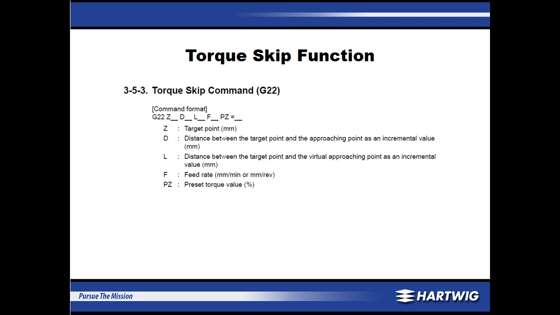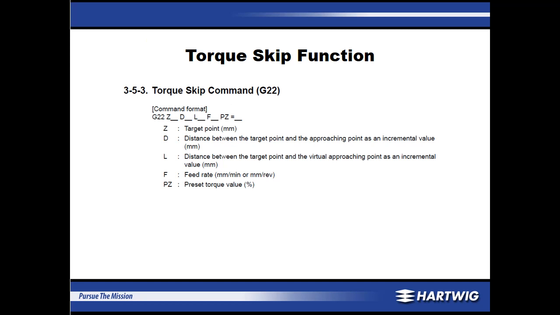This is an example of a torque skip line command. G22 would be our torque skip G code. Z here is representing our target point. For a part transfer, let's replace Z with W. So if I want to feed W to -1/2 inch, I then have to give the machine a tolerance. So D is my distance that I'm allowed to come up short of my target point. So let's say I use 50 thousandths.